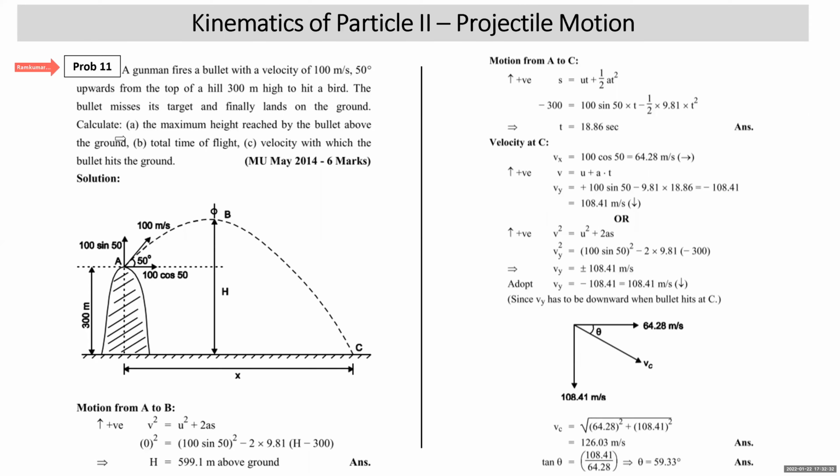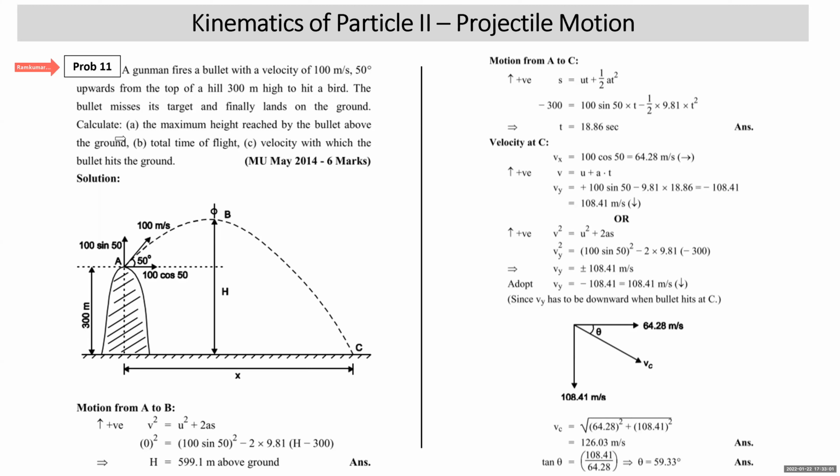All right. Next problem. This type of problems have been asked in the university examination many times, where the projectile is thrown from some elevated position, from the top of a building or from the top of a hill. Then they ask maximum elevation, the horizontal distance between the point of projection and the target, then the velocity with which it hits the ground. So in this problem, we will understand all those concepts.